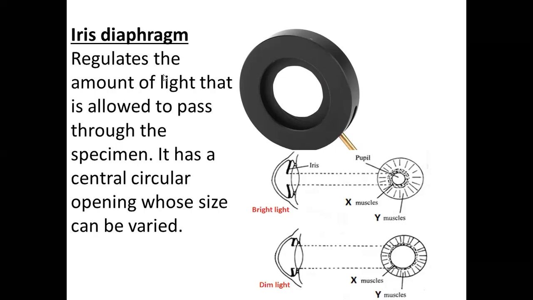Therefore, effectively regulating the amount of light that enters the specimen. And that's why some literature may call it iris diaphragm, just like the iris of the eye. Hapo nimekuchorea jicho hapo, the structure of the eye. Just like the iris of the eye, which regulates the amount of light that enters the retina.